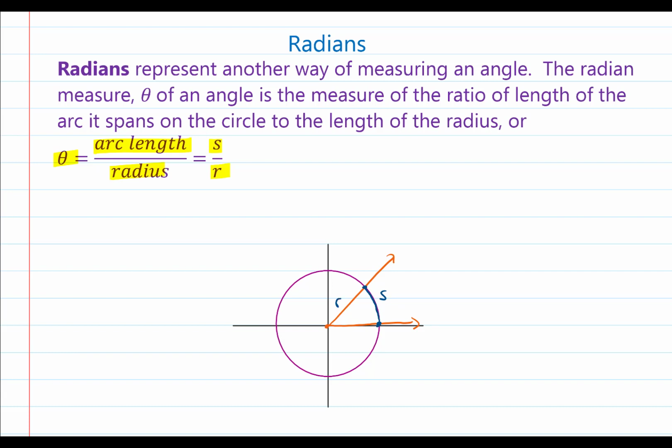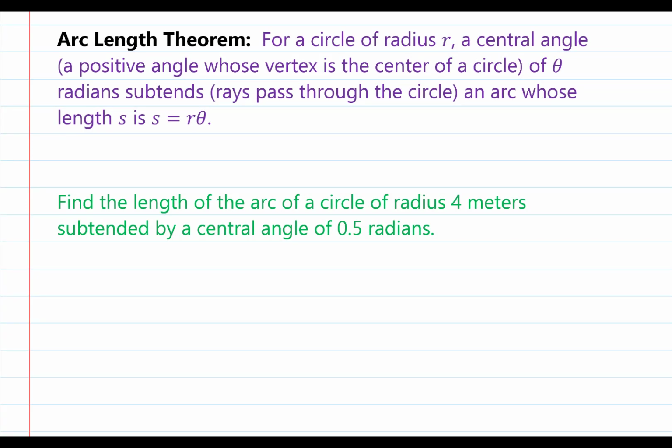r represents the distance from the center of the circle to any point on the circle. So both of these distances would be considered r, from the center of the circle to the point where the rays intersect the circle. And theta would be the angle from the initial side to the terminal side, represented in radians. We can then use the previous formula to come up with a new formula that allows us to calculate the arc length.